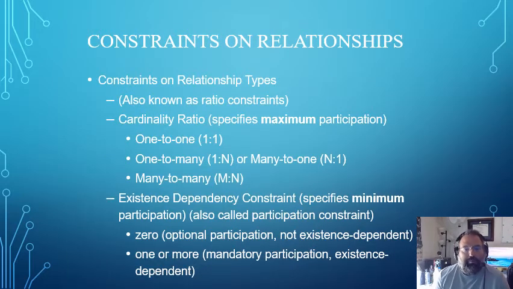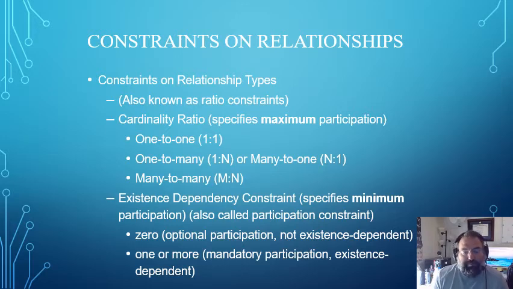There are constraints on relationships of various types. This is where I've talked a little bit so far about cardinality, which is also sometimes called ratio constraints. Cardinality specifies the maximum participation on each side of the relationship. A one-to-one is the simplest. One-to-many or many-to-one is where there are many of one thing relating to another, or vice versa. And many-to-many is where many things relate to many other things.